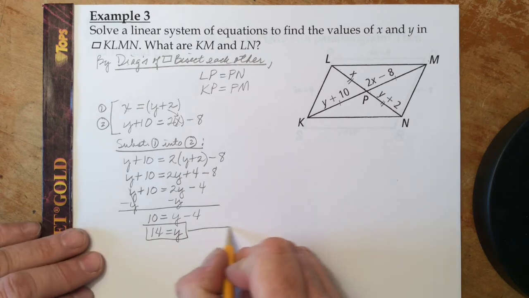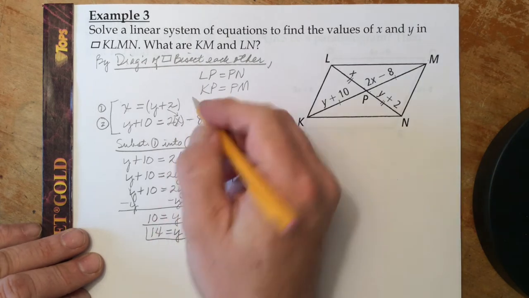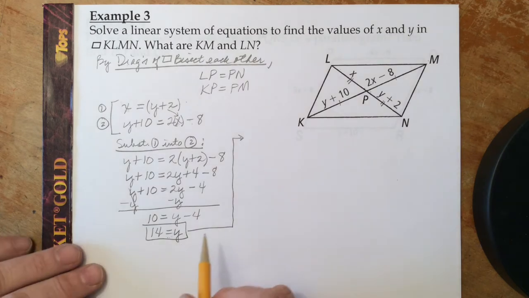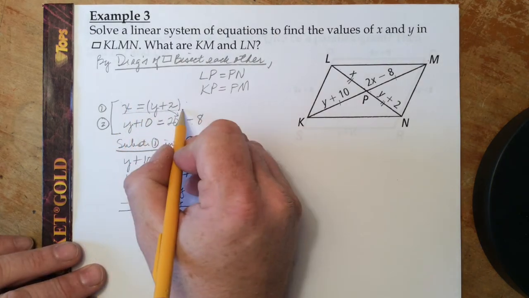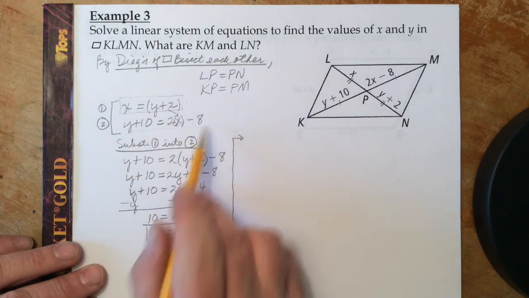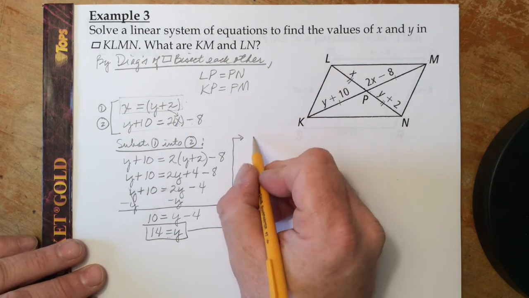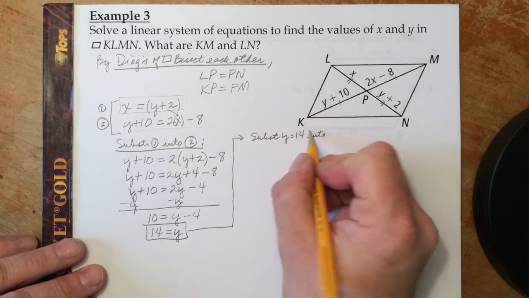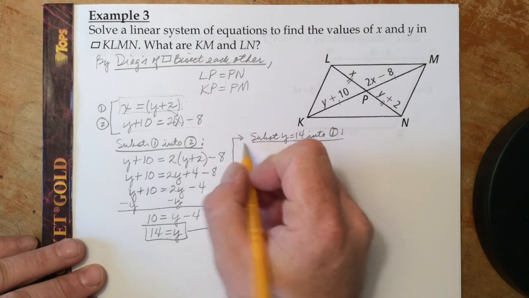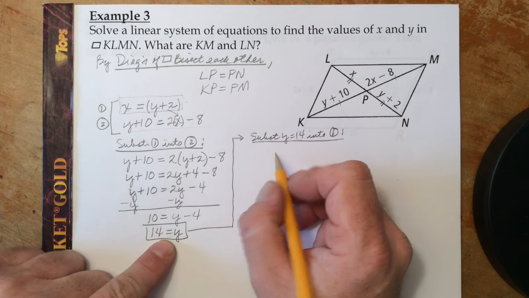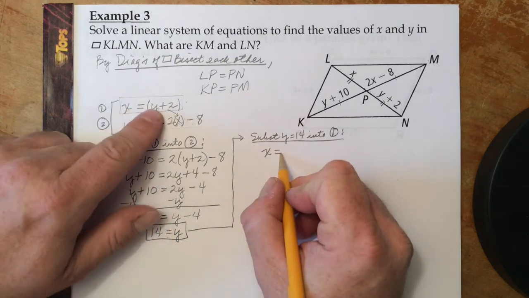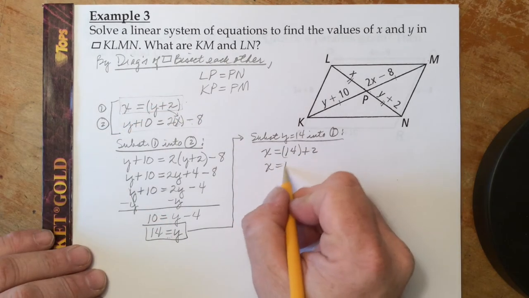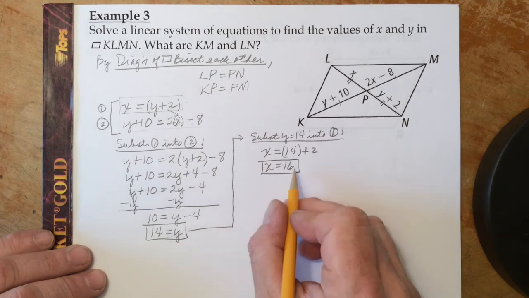At this point, once you've found one of the variables, it doesn't matter which of the original equations you substitute that back into. Most students like to choose the equation that seems simplest, so we'll do equation 1, but you should be able to substitute it in equation 2 also. So we substitute y equals 14 into equation 1. Everywhere I see a y, I replace it with 14. So x equals 14 plus 2, so x is equal to 16. We found both of our variables.